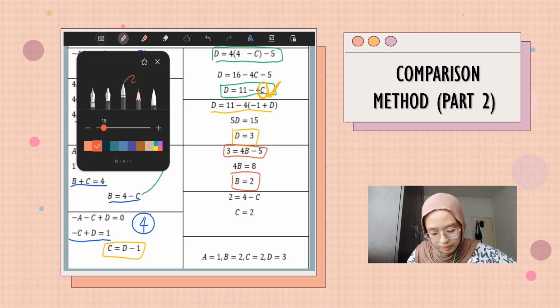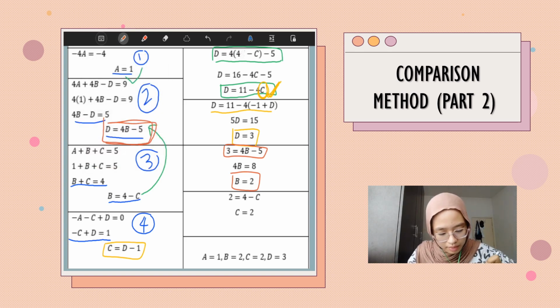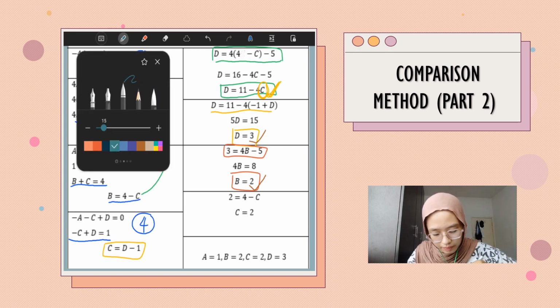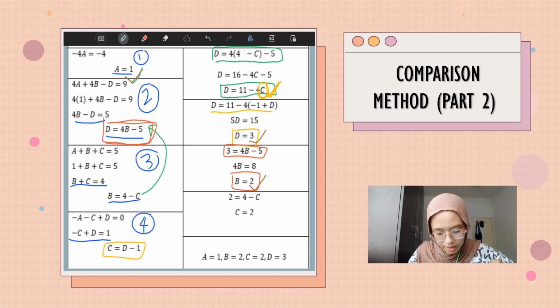So from this one, we already get the value of a, b, and also d. The last one is we need to find the value of c, by using the equation of b. For this one, we will get c equals to 2.